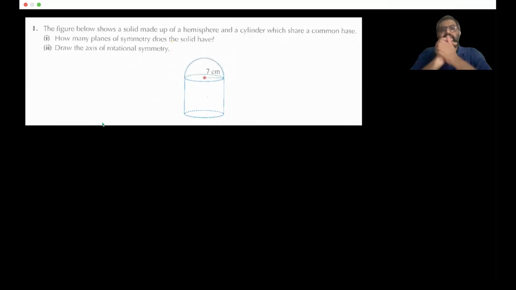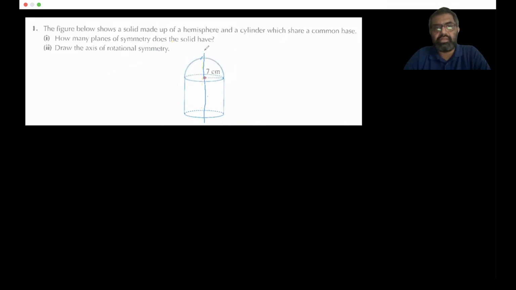Let's solve this problem. Now, this problem is quite easy. The figure below shows a solid made up of a hemisphere and a cylinder, which share a common base. How many planes of symmetry are there? Wherever we draw a plane, as long as it is passing through the center, it will be a plane of symmetry.